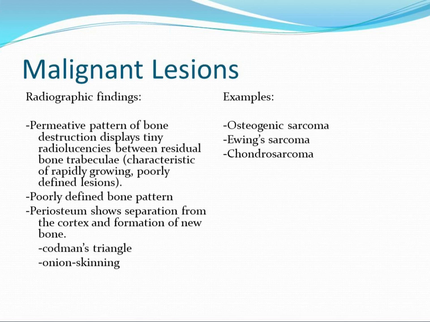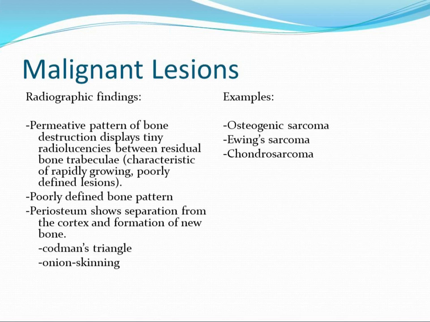Geographic pattern means only in that particular region, a well-defined, localized lesion which is situated in the bone. That is geographic. But this is permeative. It permeates; the destruction pattern will permit entry into other parts of the bone. So destruction displays tiny radiolucencies between the residual bone trabeculae. That is the one. And also in X-ray, the malignant tumors have a poorly defined bone pattern.